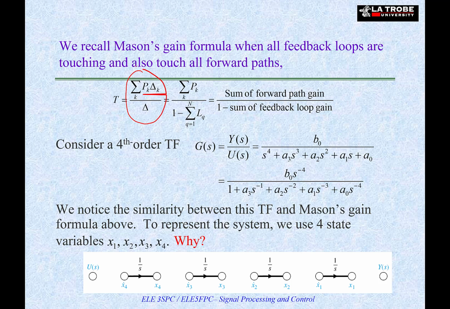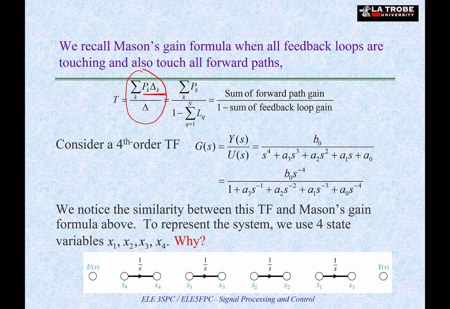Delta is called the determinant of the graph. It is regardless of the loops or the forward paths. Whereas pk and delta k, they must be related to a particular path k, and k is the path index. In the development of a signal flow graph in the canonical form, we want to simplify the Mason's gain formula. To do this, we would like to make two assumptions.